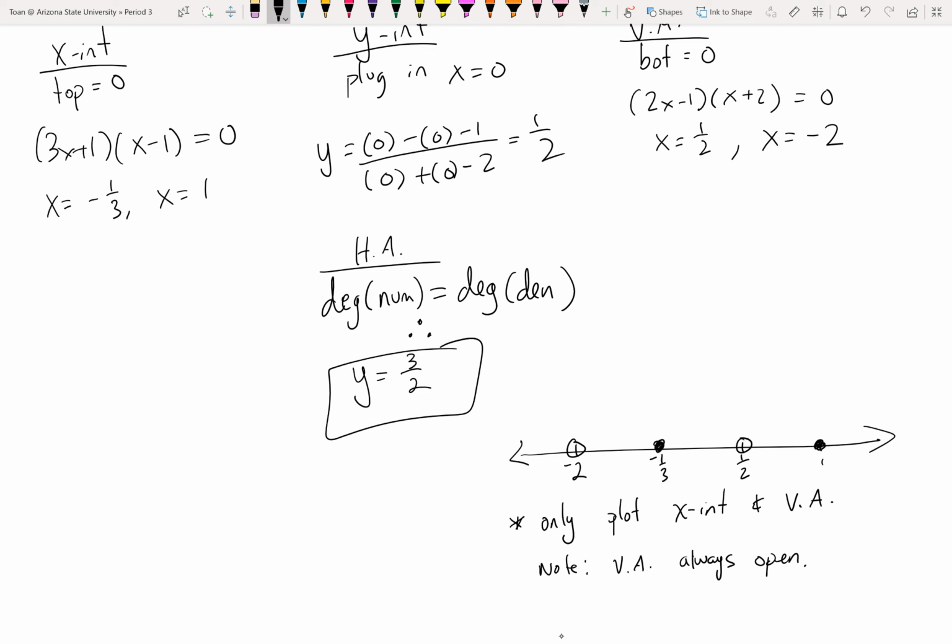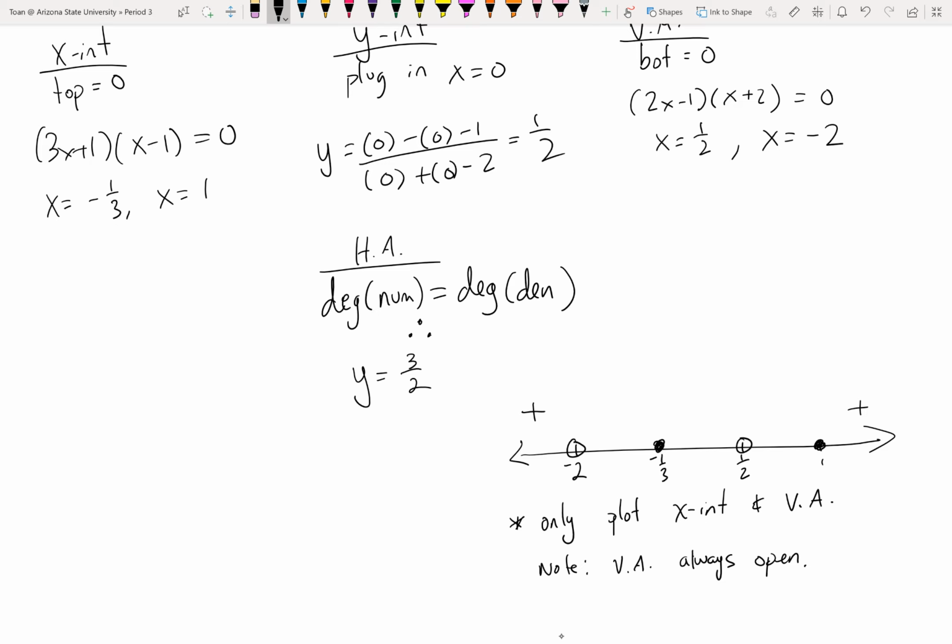3/2. That's positive, right? So I don't know what happens in the middle, but I do know at the far, far ends, it should approach 3/2, which is a positive number. So without plugging stuff in, I know for a fact that these guys will be positive. I want to make sure everyone understands that. I did not have to plug numbers in because I knew the horizontal asymptote is 1.5, which is positive. We're okay with that.